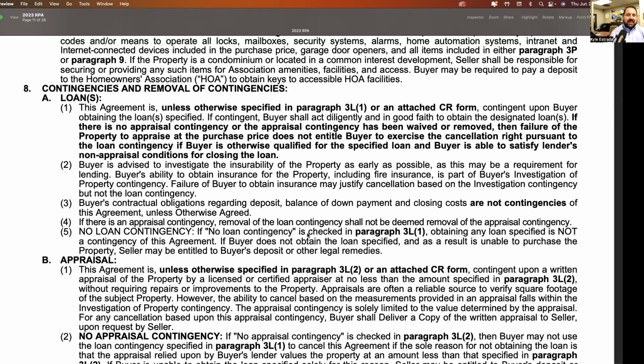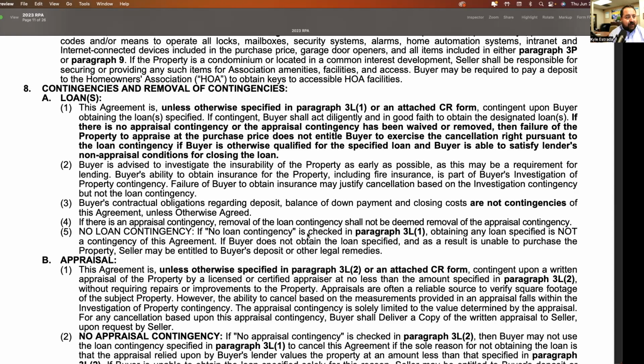The reason I think they put that verbiage in there is because years ago, the appraisal and loan contingency used to be tied together. They were not two separate ones. They were tied together. Loan and appraisal was one contingency. Okay. If no loan contingency is checked in paragraph 3L1, obtaining any loan specified is not a contingency of this agreement.